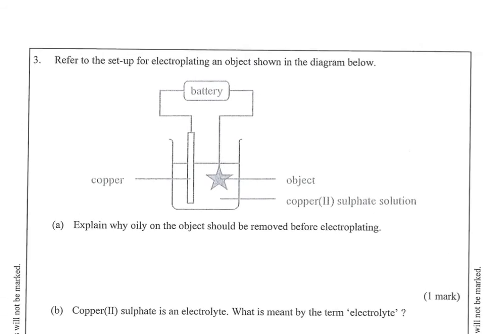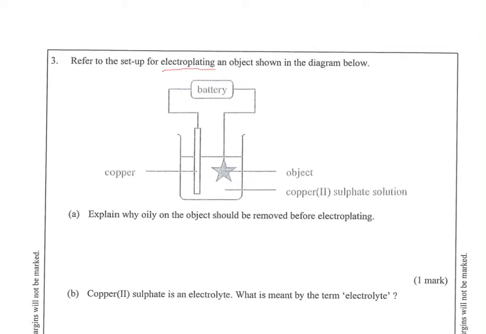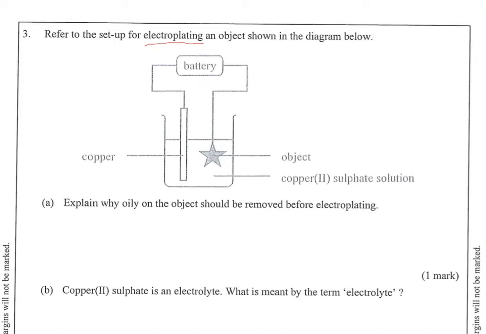Okay, let's go to question 3. So electroplating, okay, as I said before, electroplating is this year's chemistry syllabus. So okay, next year we don't have electroplating. Okay, this is a diagram. So battery here, we don't know what is a positive sign, what's a negative sign. And then there's a copper electrode, and then this is a star, the object. Okay, so actually according to the question, it's related to electroplating. That means this star object is a metal, maybe iron, and this is an electrolyte. We want to coat the copper eventually on the surface of the star, so make the star corrosion resistant, okay, so this should be the copper coated on it. So let's see the question part A. Explain why oil on the object should be removed before electroplating.